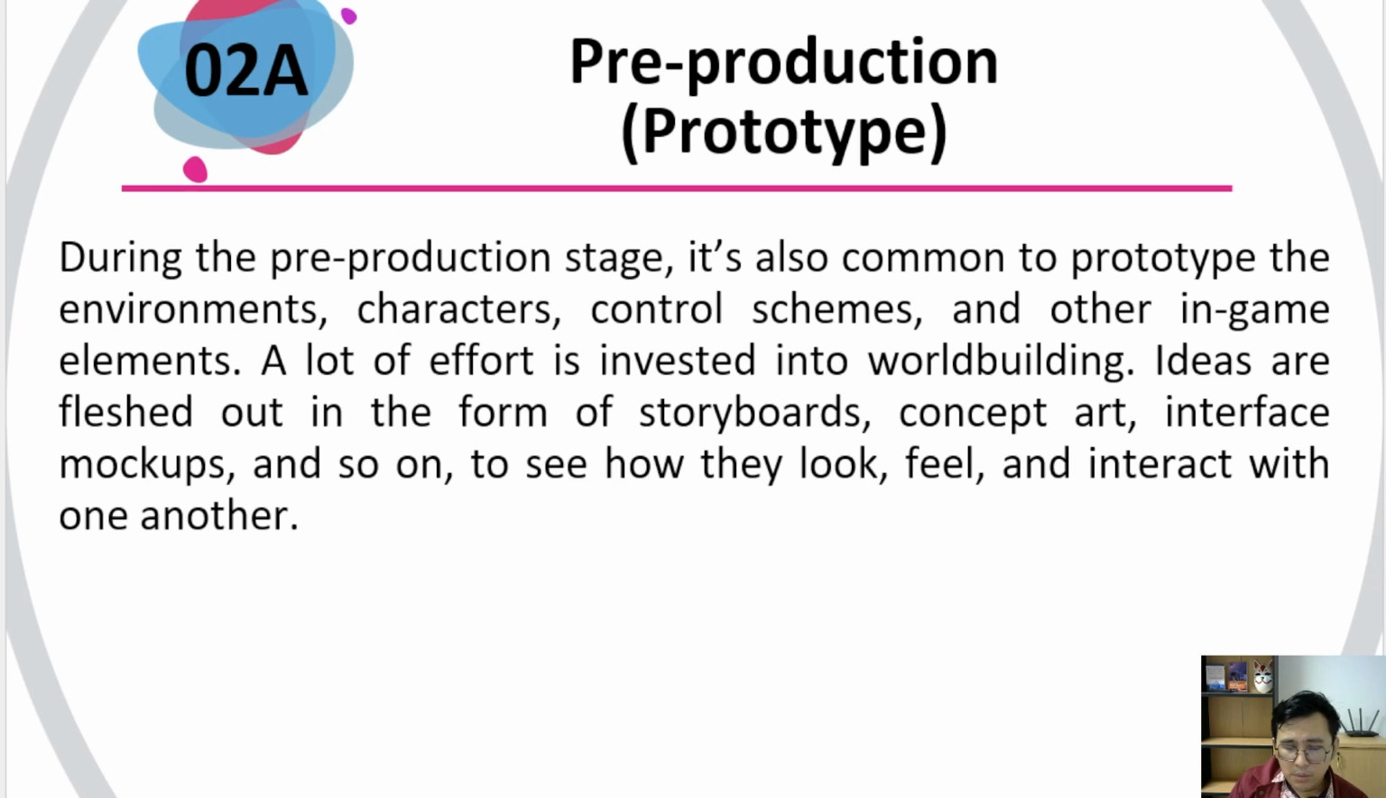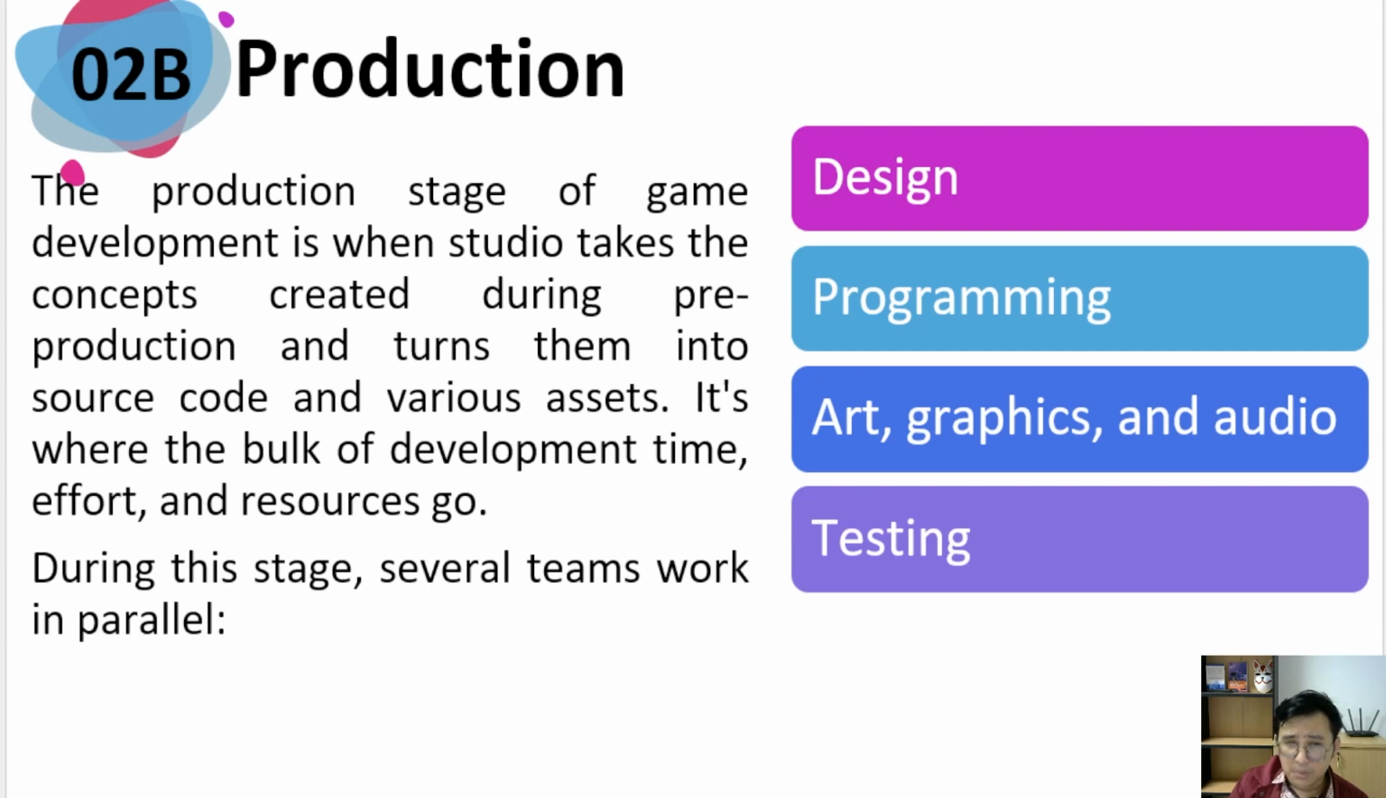So that's all about the pre-production phase. Now let's move on to the second process. If we are finished with this, we have seen the prototype, and we have all of the things that we need to prepare in order to develop the game. Then we move to the second phase, which is the production phase.